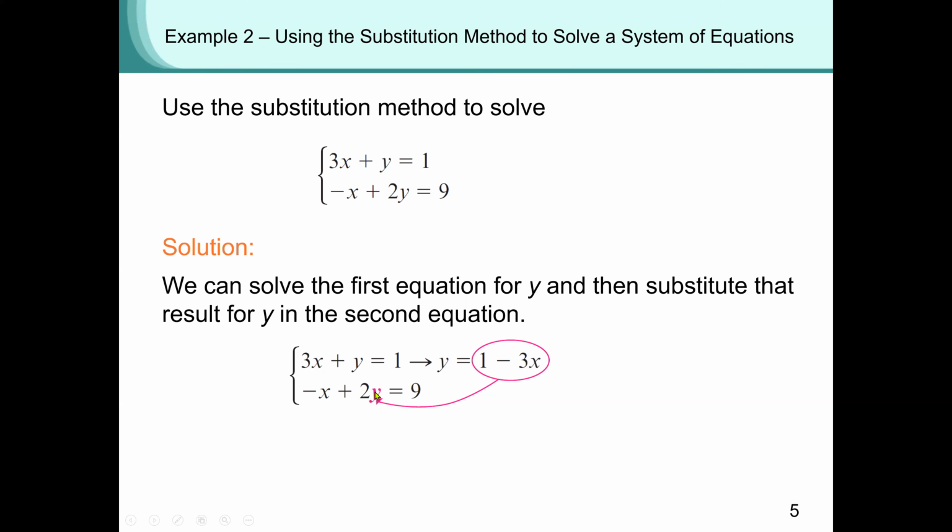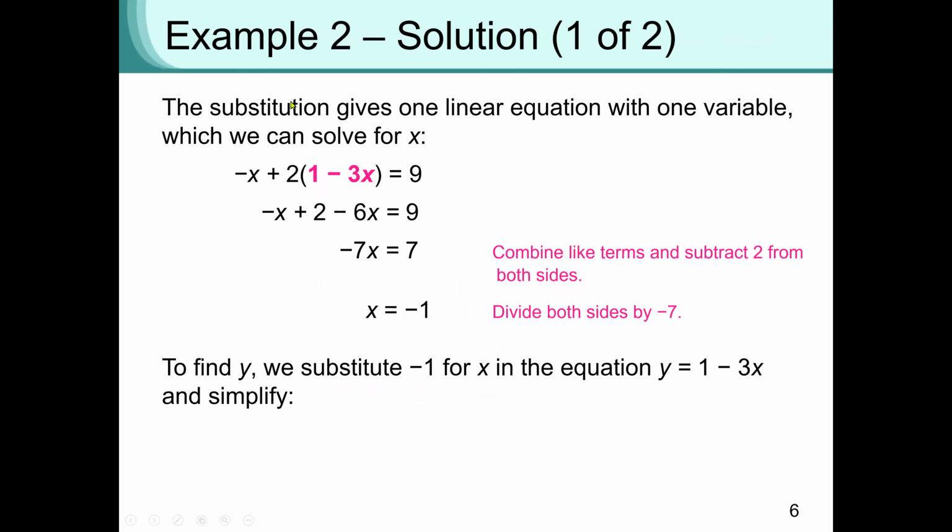So we are going to substitute it here. So we get minus x plus 2 times 1 minus 3x. Remember, 1 minus 3x is y, so we substitute it. So in this case, we can see in our equation, we have only x variable that is unknown. So if we have only one variable unknown, then we are able to solve our equation.